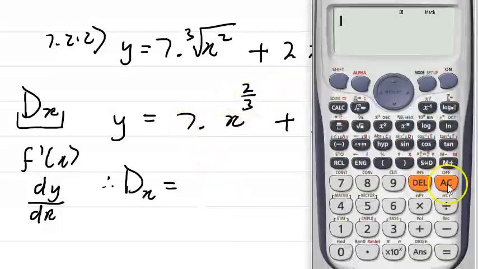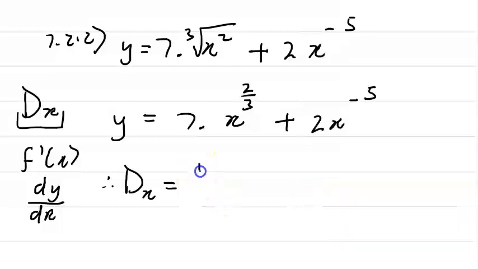Now, if you don't like working with fractions, you can just say 2 over 3 times 7 equals 14 over 3. So you can write 14 over 3 x. Now you've got 2 over 3. Remember, you need to subtract 1 from there.